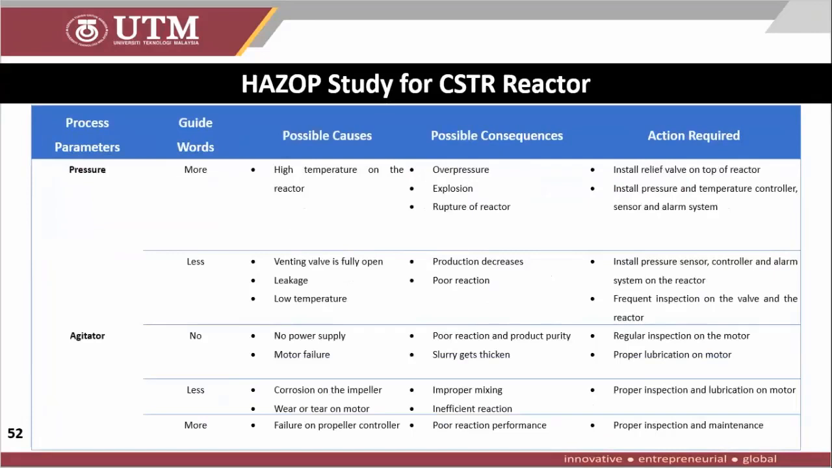For high pressure, the cause is high temperature in the reactor. This leads to explosion and rupture of the reactor. So the action required is to install a relief valve. For less pressure, this is due to low temperature and leads to poor reaction. So we install a pressure sensor, controller, and alarm system. For the agitator, the deviation expected is no agitation, less agitation, and more agitation. The action required is regular inspection of the motor and proper lubrication of the motor.